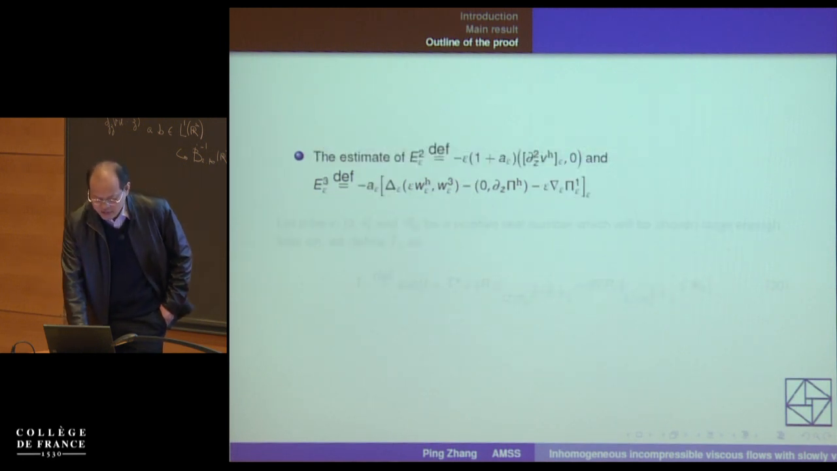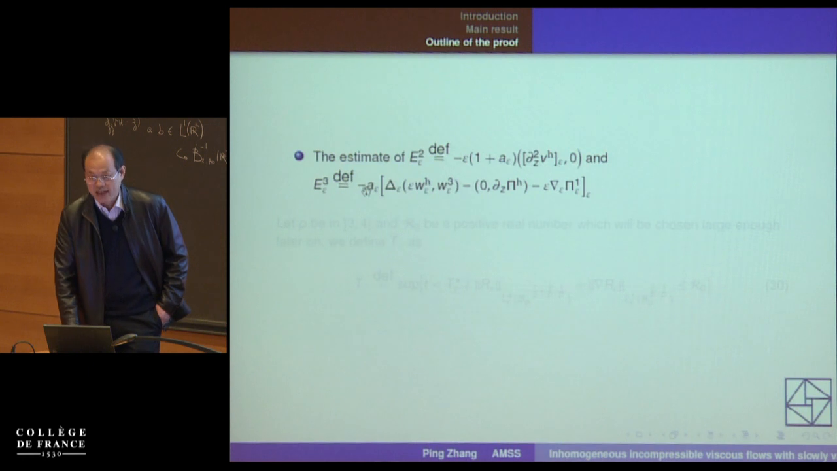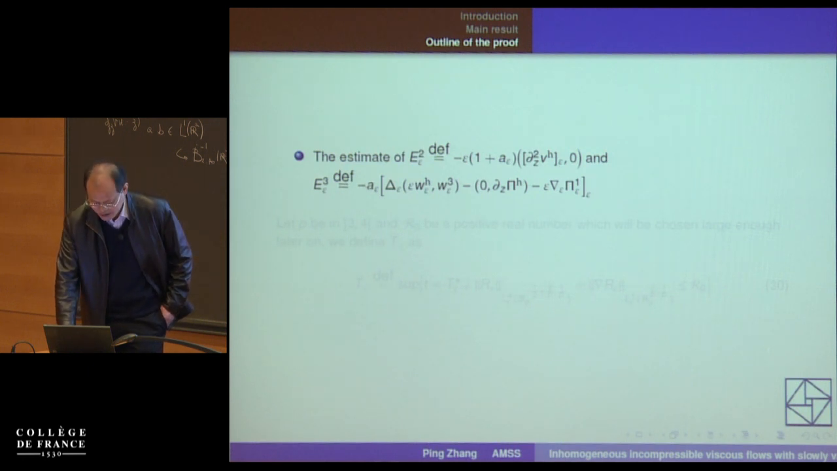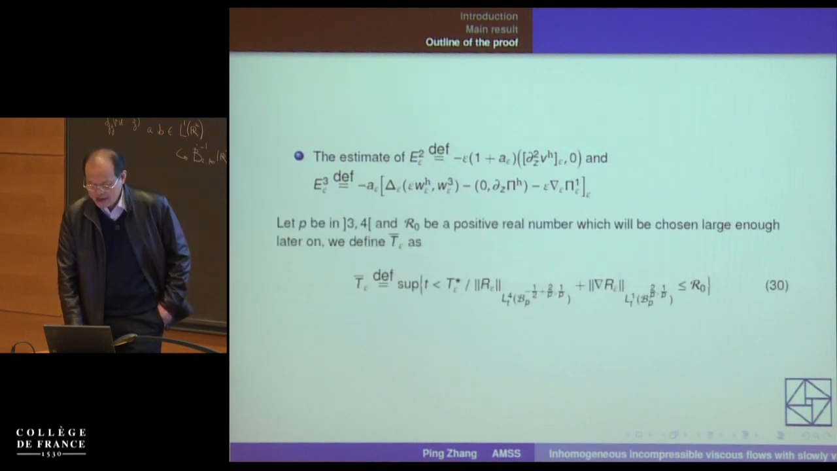For the error terms E2 epsilon and E3 epsilon, which can be written explicitly like this, they equal main terms like A epsilon times F bracket of epsilon. So in order to estimate an error term like this, we should have a good estimate for this A epsilon, which satisfies the transport equation. So in order to do this, we need the following induction assumption.